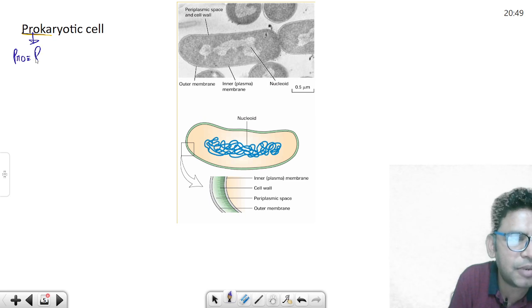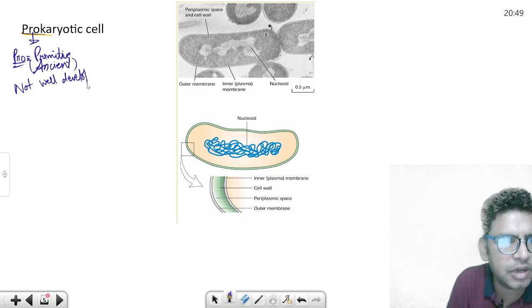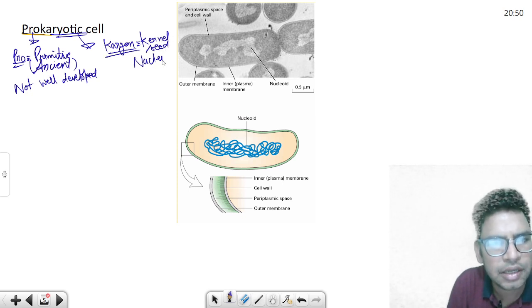Pro means primitive. Primitive means very old, ancient, right? It is not well developed. And what are we talking of? We are talking of karyon. What does karyon mean? Karyon simply means kernel, right? Kernel means seed. Karyon means nucleus.